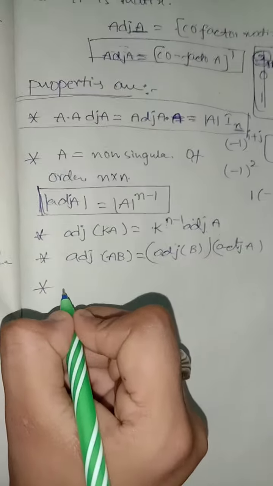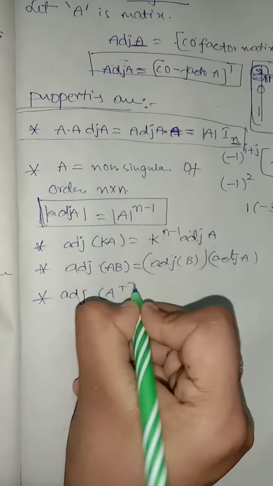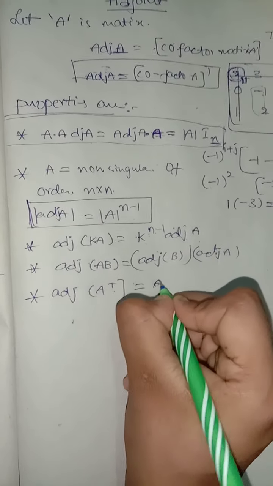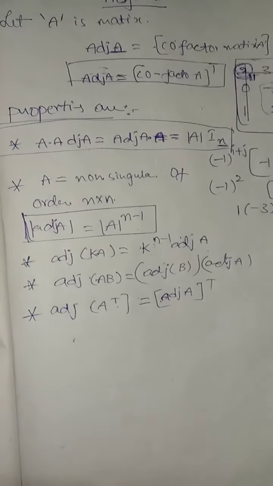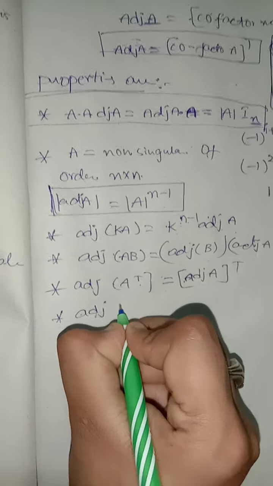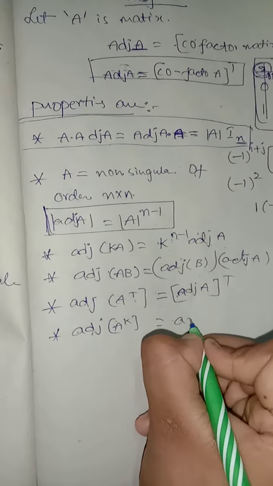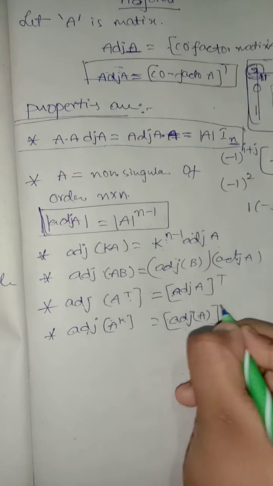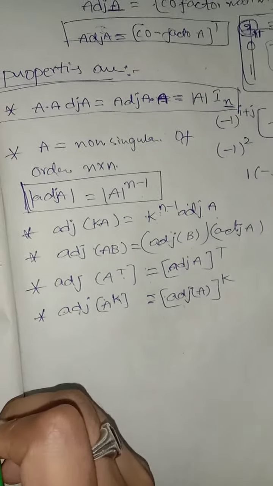And one more property is adjoint of A transpose equals adjoint of A whole transpose. Next, the sixth property, adjoint of A power k is equal to adjoint of A whole to the power of k. Note down all these properties, very important.